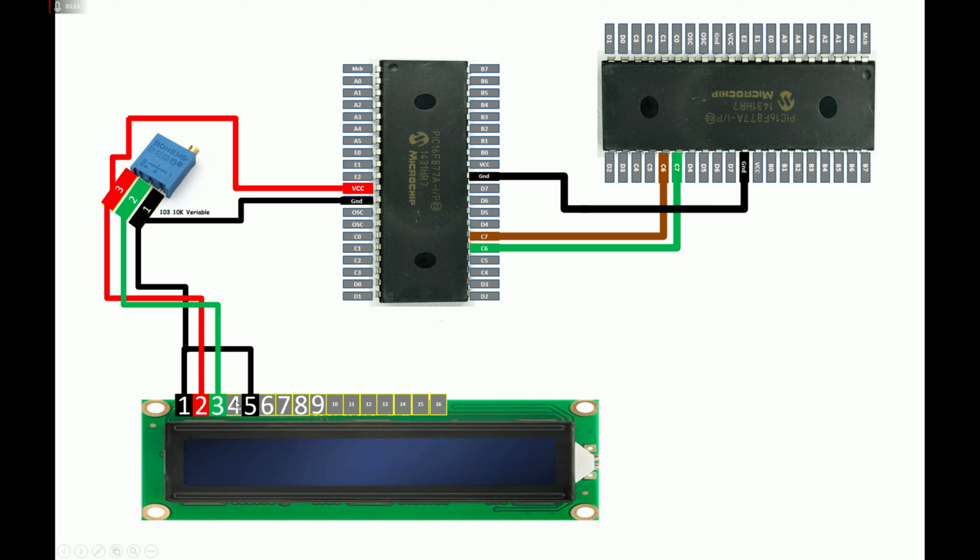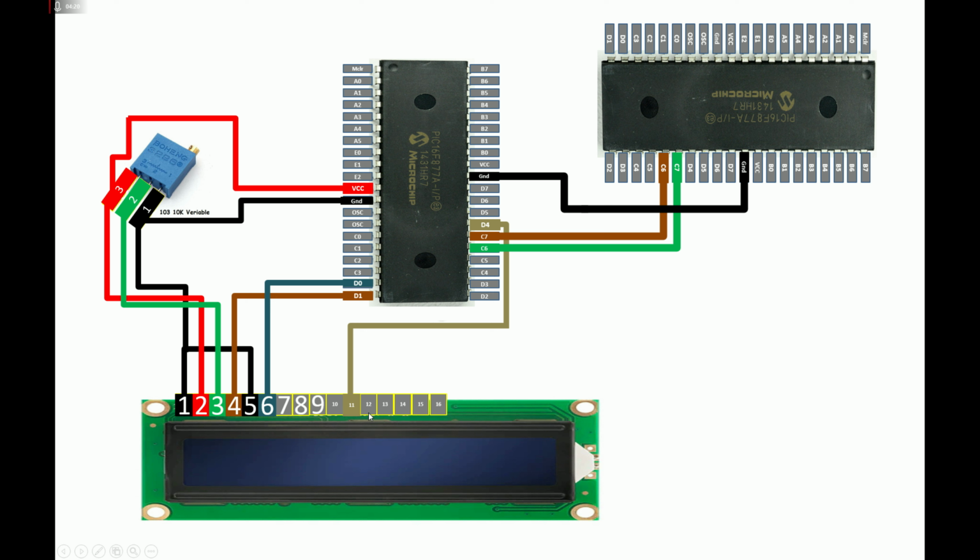Now pin number 4 of your LCD is the RS pin. For the RS pin, you can use any available GPIO pin of your microcontroller. I'm going to use pin number D1, that is pin number 20. For pin number 6, that is the EN pin, I will use D0. Leave pin number 7, 8, 9, 10. I will tell you later why. Go for the pin number 11, that is data pin 4. Connect it to any available digital input output pin. I'm going to use the pin number D4 of my PIC for the data pin 4 of the LCD.